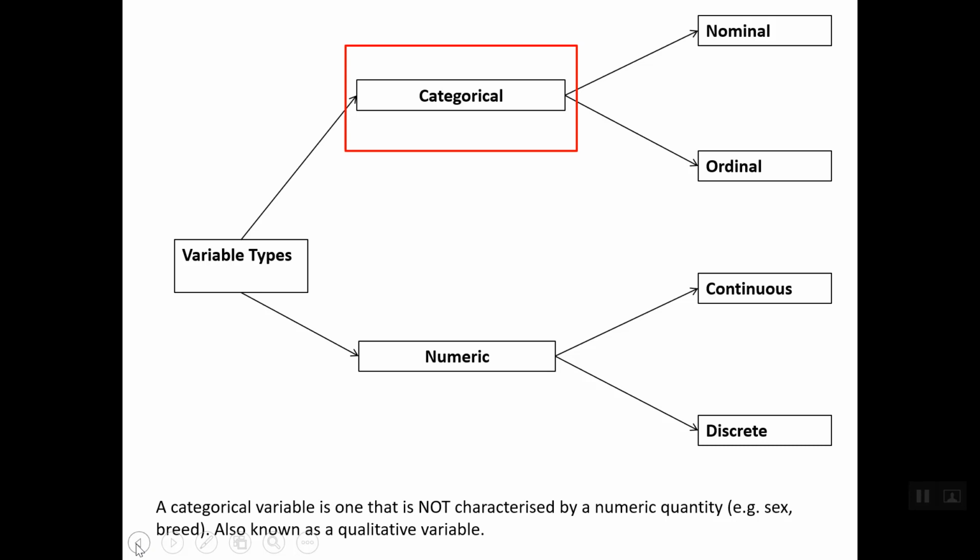So a categorical variable is one that is not characterized by a numeric quantity. So sex, breed, region, and so on. You may also see it referred to as a qualitative variable, because qualitative refers to the fact that they're words rather than numbers. And it's important to note that even though these variables don't have a numeric quantity, like sex or breed, it is not at all uncommon in a data set to find that the variables are entered in a numeric way.